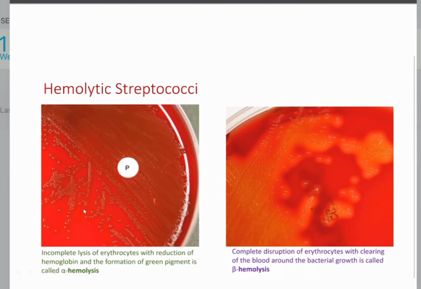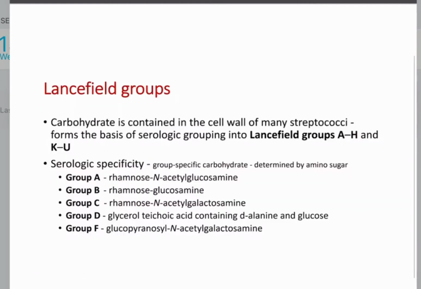So greenish hue is there, that is known as alpha hemolysis. So greenish hue, partial digestion is alpha hemolysis, complete digestion and clearing of zone is beta hemolysis. And if there is none of the hemolysis, so partial or complete, there is no hemolysis, that is also acronymed as gamma hemolysis. The other way to classify here is the Lancefield grouping.